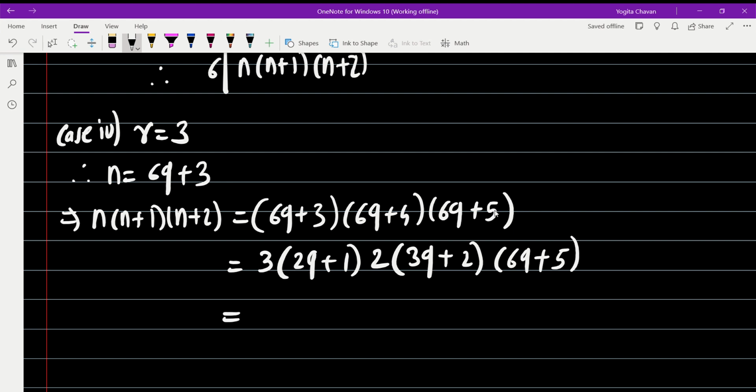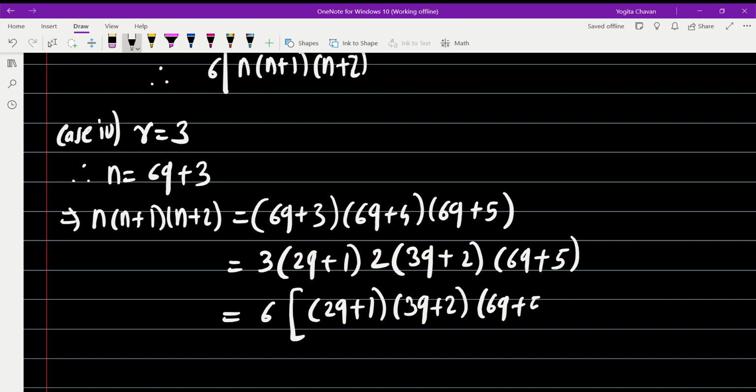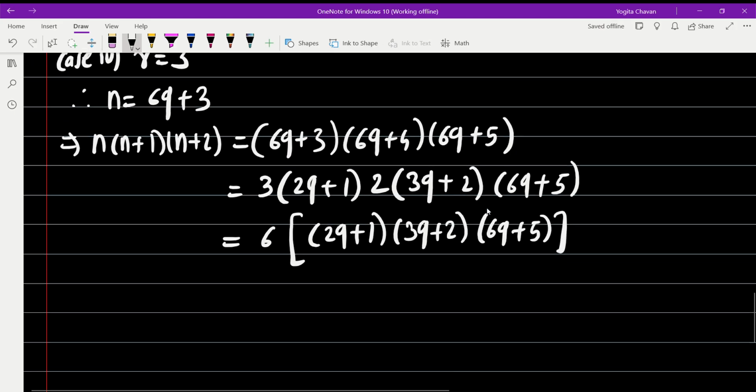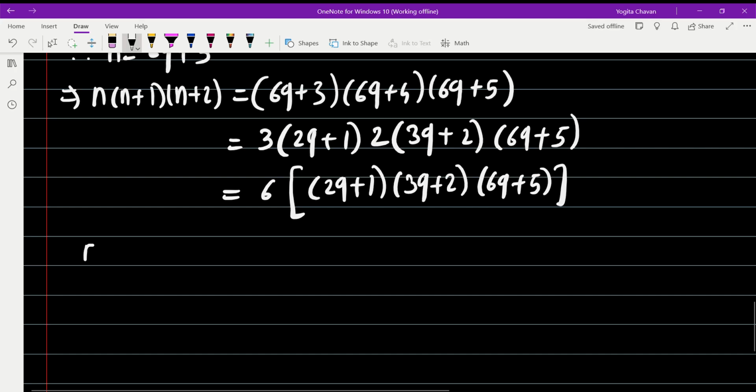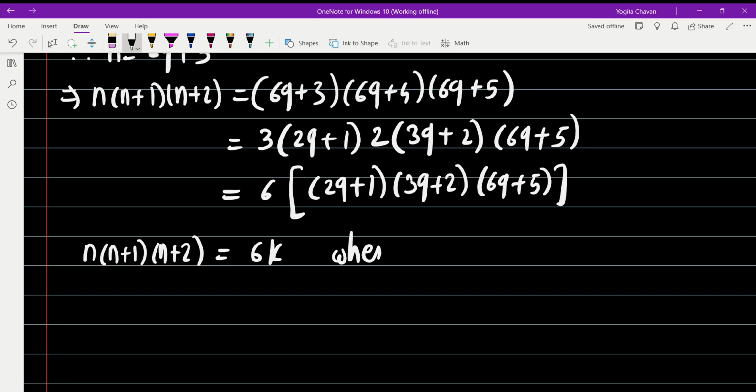So this 3 into 2 is 6. 6 in bracket 2q plus 1 into 3q plus 2 and into 6q plus 5. So again, the product of these three consecutive integers, n into n plus 1 into n plus 2, is equal to 6 into k, where this k is equal to this product, and therefore the product of three consecutive integers is equal to 6 into some integer. So 6 divides n into n plus 1 into n plus 2.